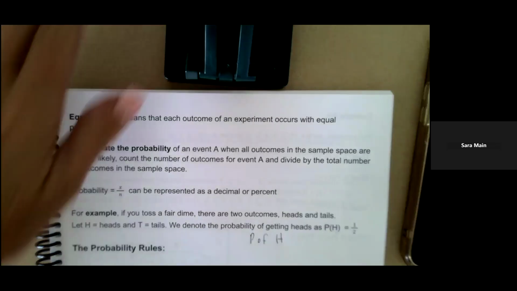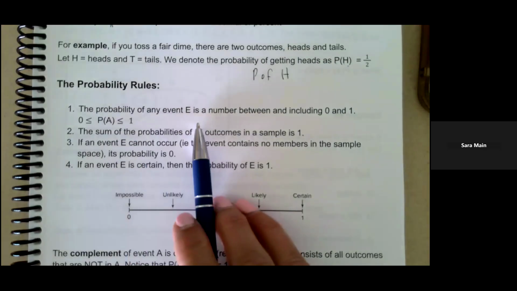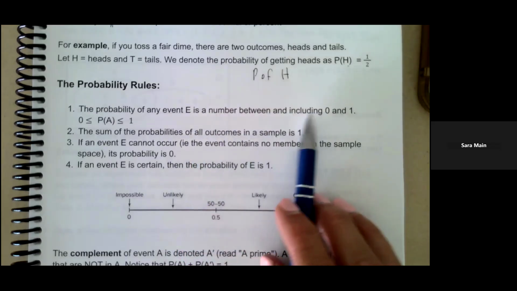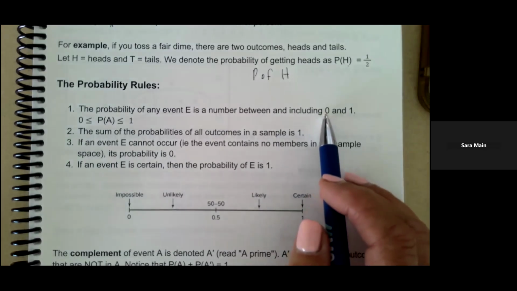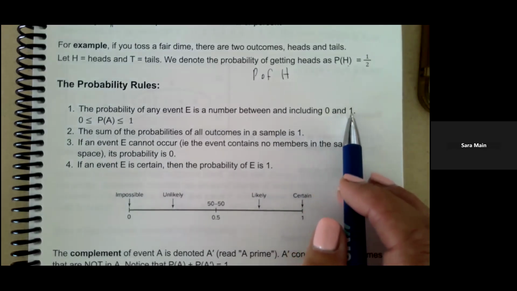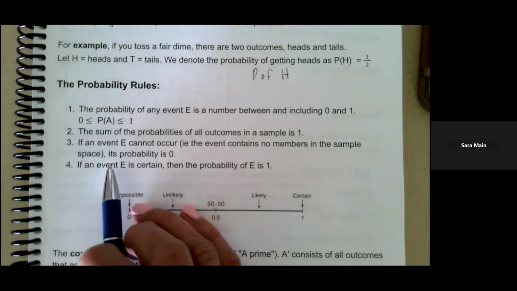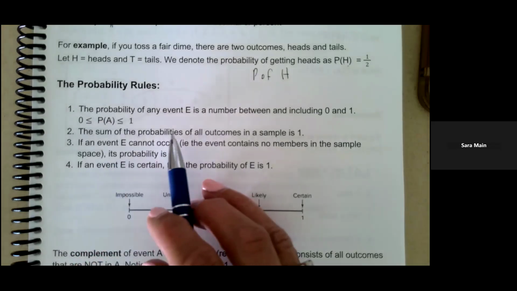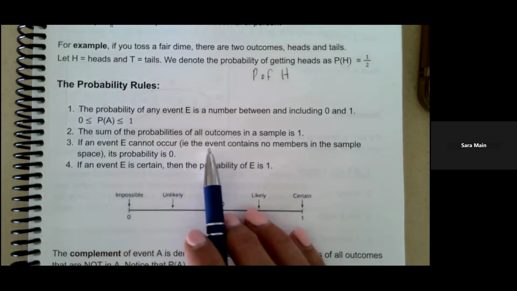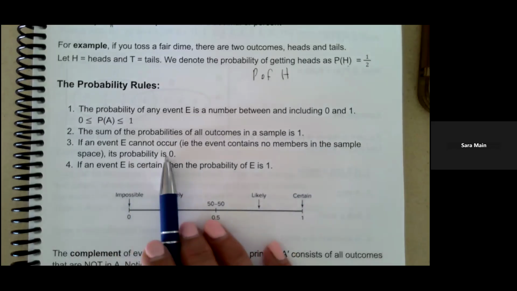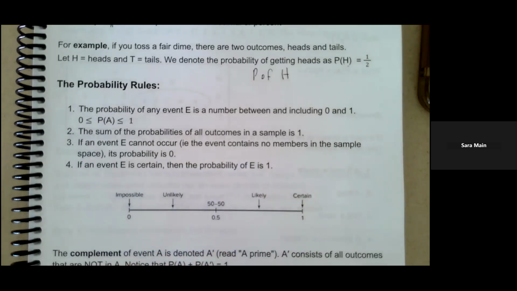There are 4 probability rules that we must follow. The first one is that each event's probability is a number between 0 and 1. It could include 0, so there could be a 0 probability of an event occurring, and there could be 1 or 100% probability. So it's between 0 and 1 inclusive. The sum of all the probabilities of all outcomes is equal to 1. If an event E cannot occur, that means the event contains no members in the sample space. Its probability is 0. And if an event E is certain to occur, then the probability of E is 1.